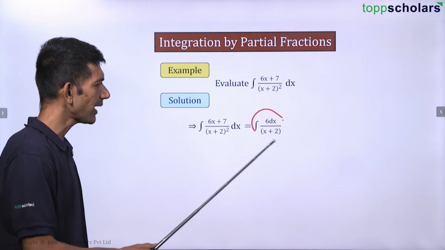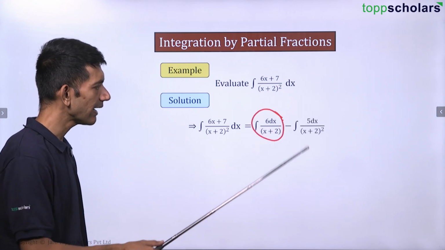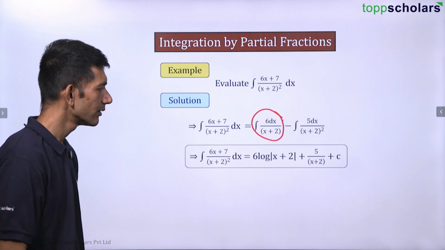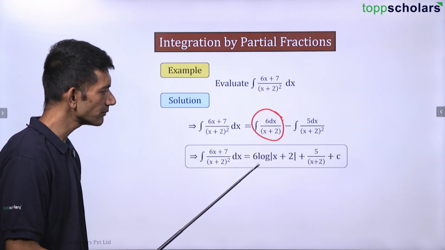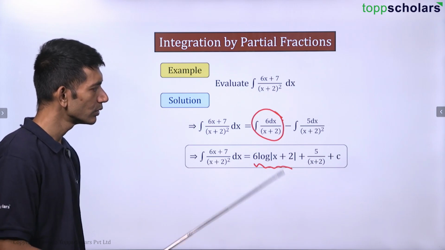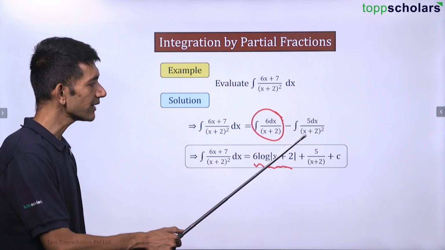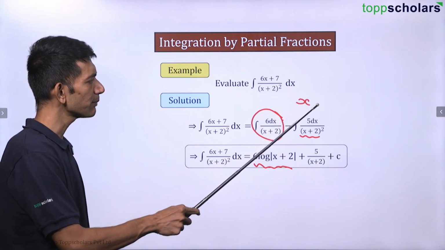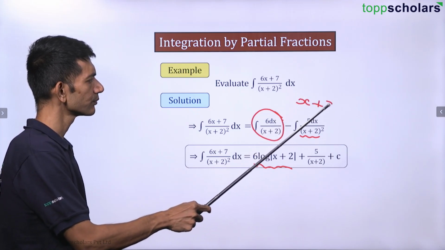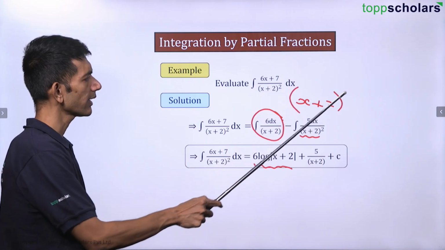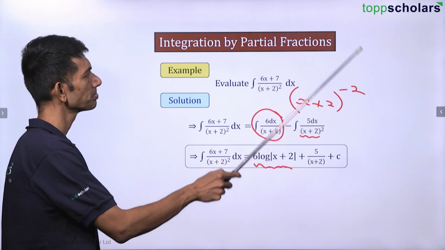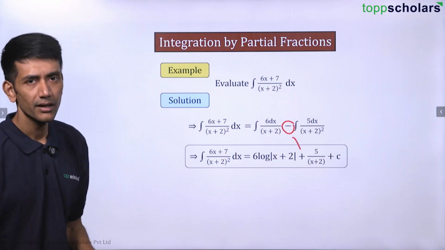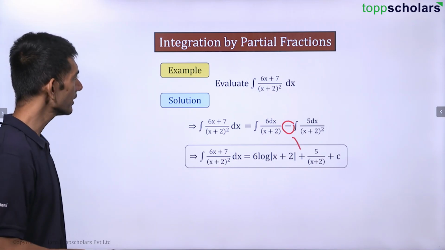This is a by x plus 2, and then we have b by x plus 2 the whole square. This we know, this will become 6 into log of x plus 2 plus this is x plus 2 the whole square. So can I say this is nothing but x plus 2 raised to minus 2, and this minus sign further becomes plus. Clear and simple. Let's continue further.